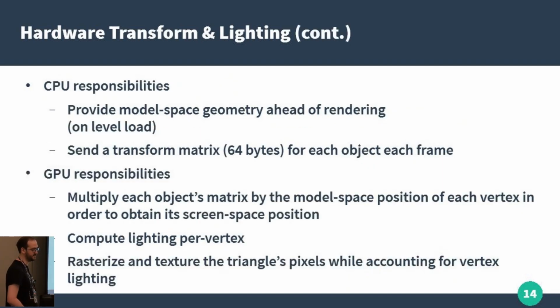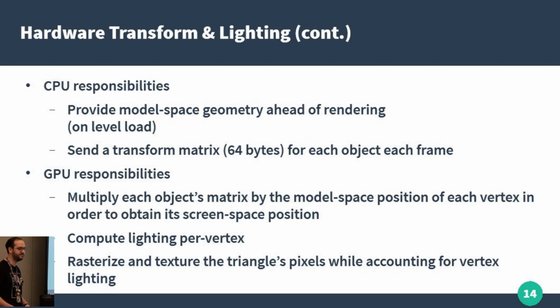Moving on to the responsibilities of the CPU and GPU in this generation. Previously, the CPU would transform the triangle vertices and send them over. Now, the CPU provides the model space vertices, the vertices in the local space of the model, ahead of time to the GPU, perhaps on level load, perhaps on game starting up, and then every frame, to position and rotate and scale the objects in the scene, the CPU can just send a transformation matrix for every object every frame.